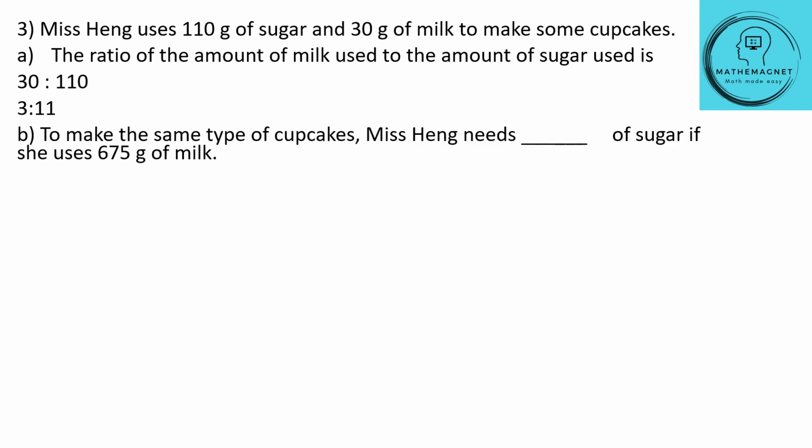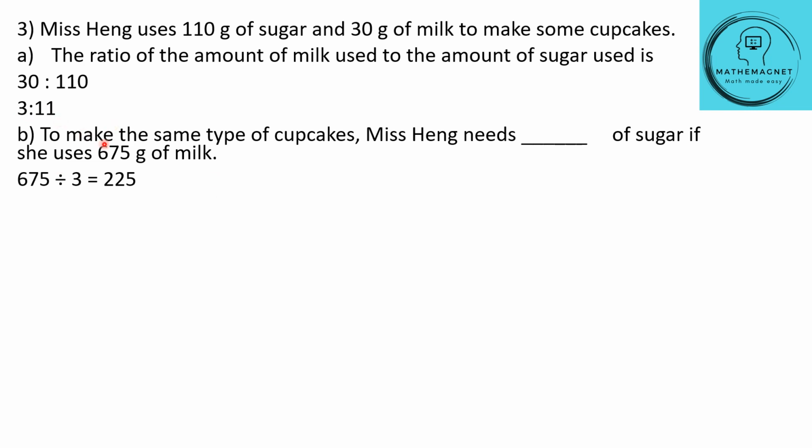Now question B, to make the same type of cupcake, Miss Heng needs dash amount of sugar if she uses 675 grams of milk. Now instead of 30 grams of milk, if she uses 675 grams of milk, how much sugar will she need? To find that, we will see 675 divided by 3. In question A we found the ratio is 3 is to 11. Now instead of 3, it is 675, so how many units will 11 be equal to? That means 675 divided by 3, multiplied by 11, will give you the amount of sugar.